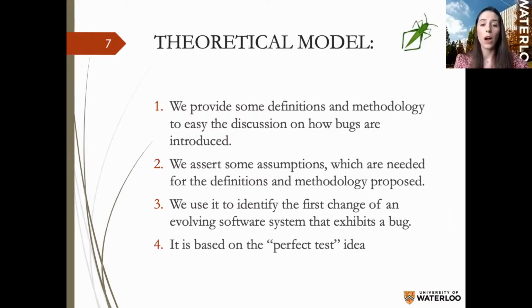Our theoretical model asserts some assumptions, which are needed for the definitions and methodology proposed. But these assumptions are very close to what practical real systems show. For example, we assume that the project has a version control system. A key concept we introduce is the perfect test for a bug. Intuitively, it's like a regression test designed to test for a bug. But it's perfect in the sense that if applied to a change on the source code, it will fail if and only if the bug is present.